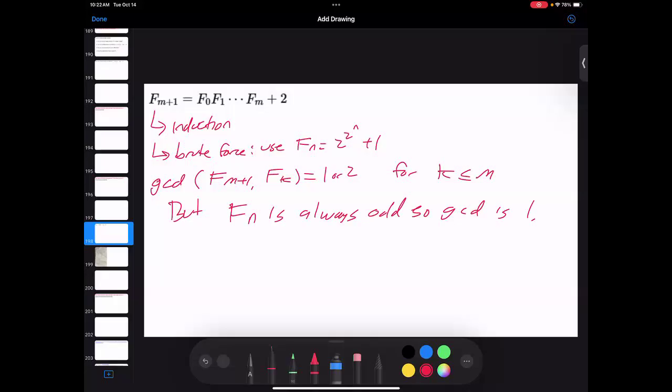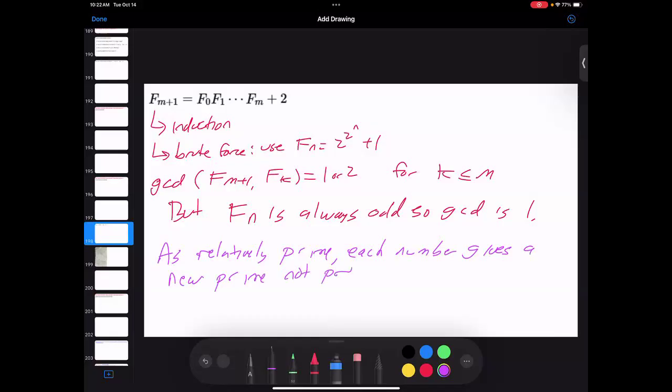So, exercise: as they are relatively prime, each number gives a new prime not previously seen. So when I look at F1, F1 was a prime number, F2 is a prime, F3 is a prime, F4 is a prime. If F5 is not prime, it has to be divisible by a factor that's not included in F1, F2, F3, F4. And I got a new prime not on my list. When I look at F6, I get a new prime not on my list.